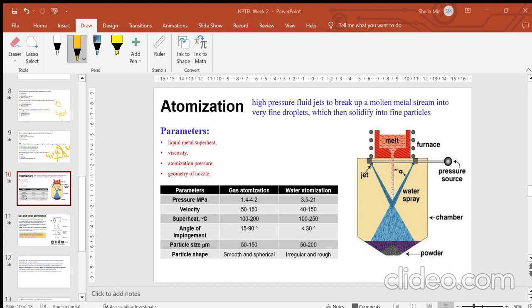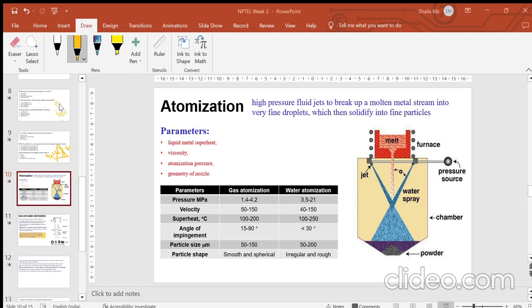So you should have a liquid metal superheat. So there should always be heat inside the metal which should be higher than what it would be at its melting temperature because it has to sustain the process. It has to sustain all the atomization requirements in this chamber.